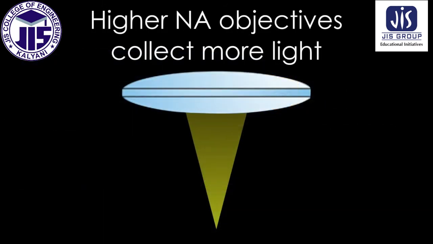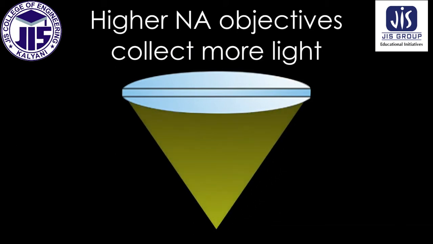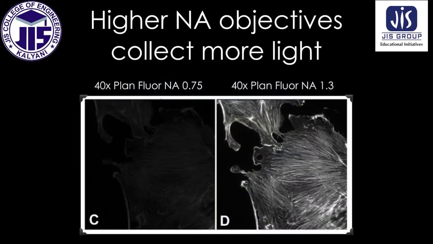Since the maximum angle of light that's collected by the lens increases with numerical aperture, that means that higher NA lenses are going to collect more light from your sample. That means brighter images, which we all love. If you compare two lenses that have the same magnification and the same correction for aberration, but differ in their numerical aperture, you'll find that the higher numerical aperture lens is much brighter.